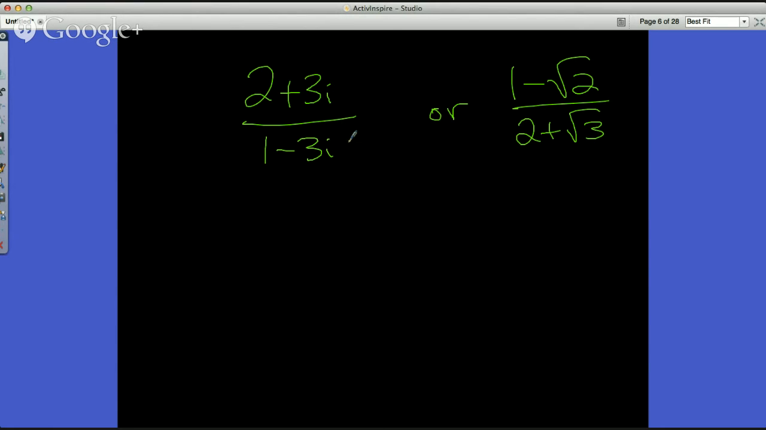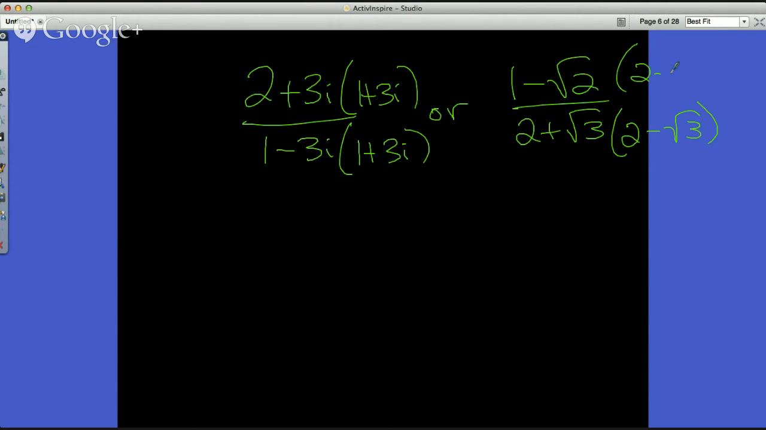So what could I do for this one? Times 1 plus 3i. Bingo. I think you were getting to it, Phoenix. I've got to multiply by 1 plus 3i. What I do to the bottom, I have to do to the top. What would I do for this one, just so we're clear on that? Good. Multiply by 2 minus square root of 3. Now the same process holds true with the top and the bottom, okay? I just want to make sure you knew how to do this one, although I'm going to probably take the left-hand side here.